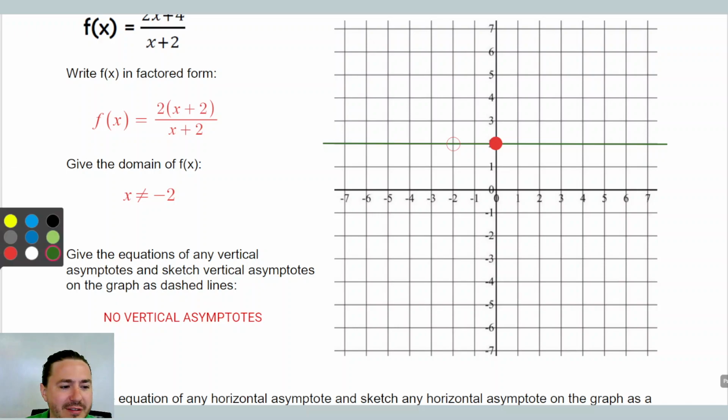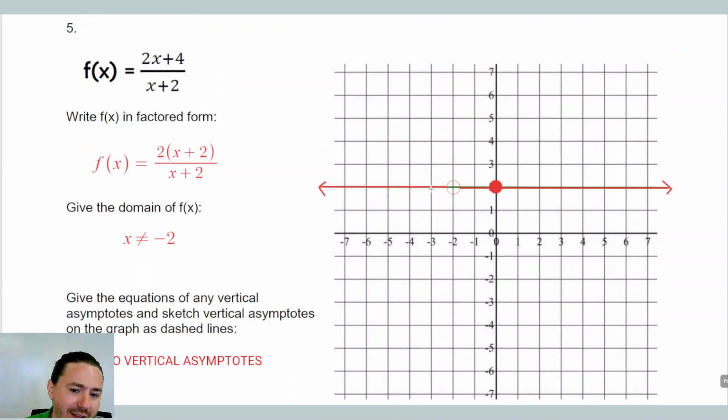This is, like I said, pretty unusual. This doesn't happen very often, but the graph here is just going to be a horizontal line with a hole. And that's it. Okay? It doesn't do anything else. So it's a kind of weird rational function here. But yeah, it's just a horizontal line with a hole at -2, comma 2, and that's it. So that's it for number 5.